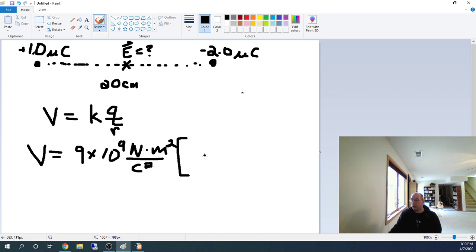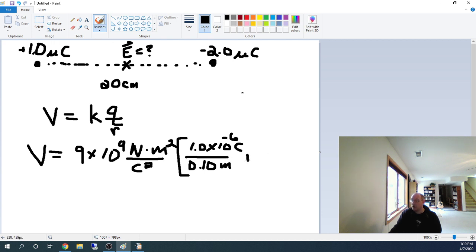So I'm going to do q1 over r. q1 is, again, 1 times 10 to the minus 6 coulombs. The distance r is, again, 10 centimeters, so that's 0.10 meters. Okay, so this is the contribution due to this charge.